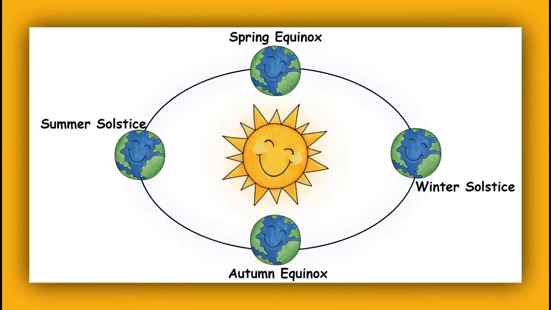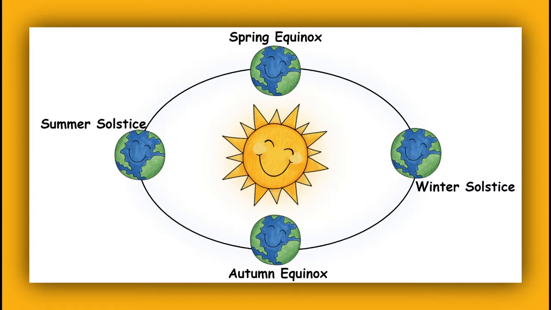Now, at the same time that the Earth is spinning around its axis, the whole planet is also making an orbit around the sun. It takes 1 full year, or 365 days, for the Earth to make this rotation around the sun. And as the Earth travels around the sun, it creates patterns where different parts of the Earth get different amounts of heat at different times of year.